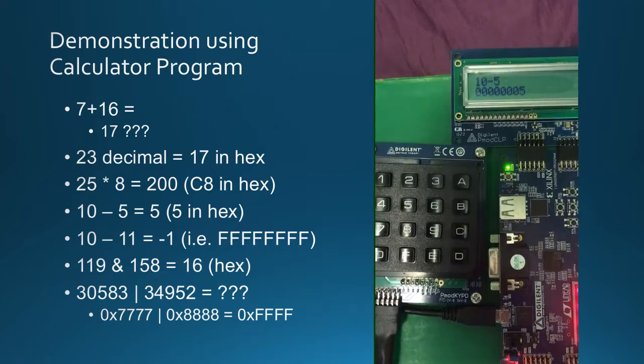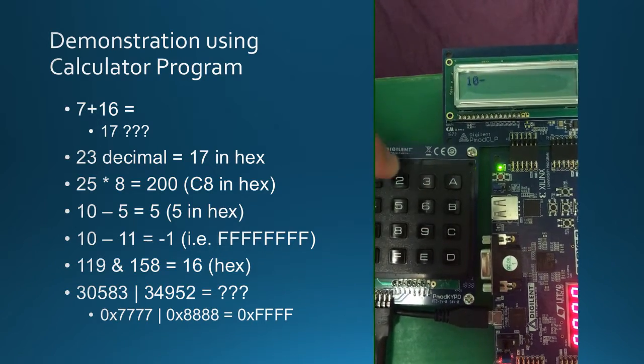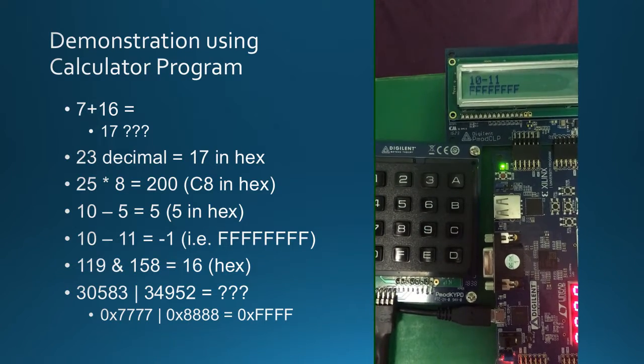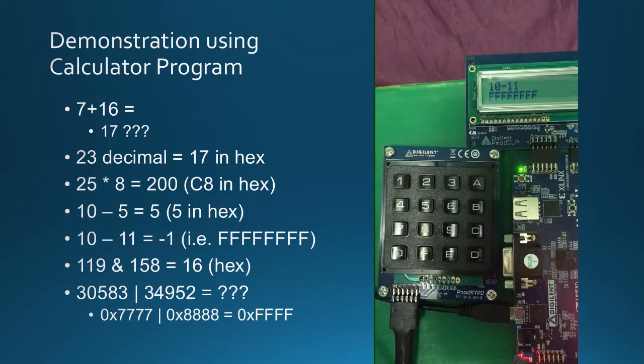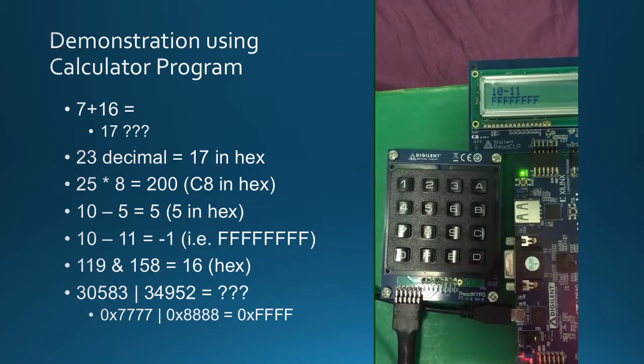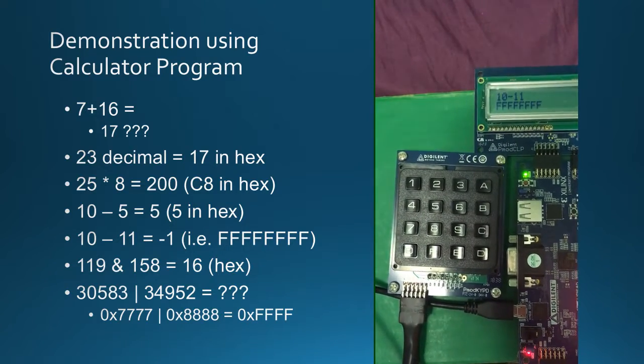One thing also, I can say 10 minus 11, and that gives FFFFFFFF, which is the 2's complement 32-bit representation of -1. So it's doing exactly like it should there.